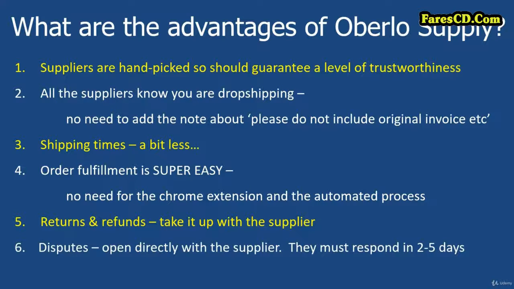And in that same vein, if you have any kind of dispute, you can open it directly with the supplier and they have to respond to you within 2 to 5 days. Otherwise, it will be referred to a staff member of Oberlo Supply. And lastly, there's an ongoing discussion about custom labeling, which would mean that you would be able to brand your products so that when they're delivered to the customer, for example, in my case, they would be branded as Tim's Super Deals.